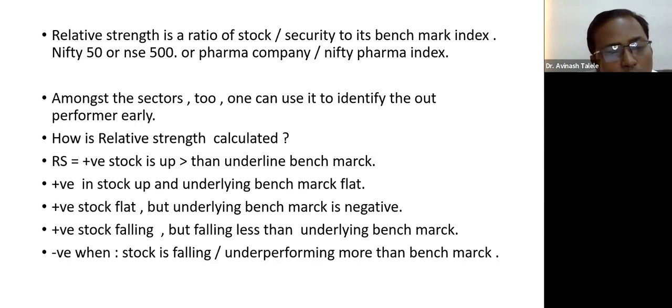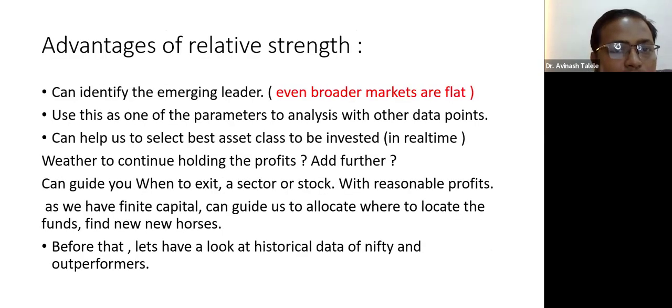RS is negative when the stock is falling and underperforming more than the benchmark. This is relative strength negative. This we want to categorically avoid. So the advantage is we can identify an emerging leader even when the broader market is flat, just as I said.